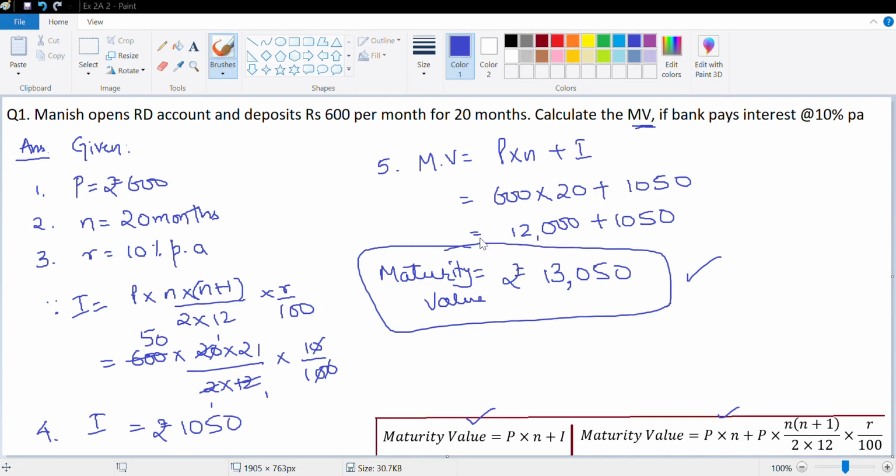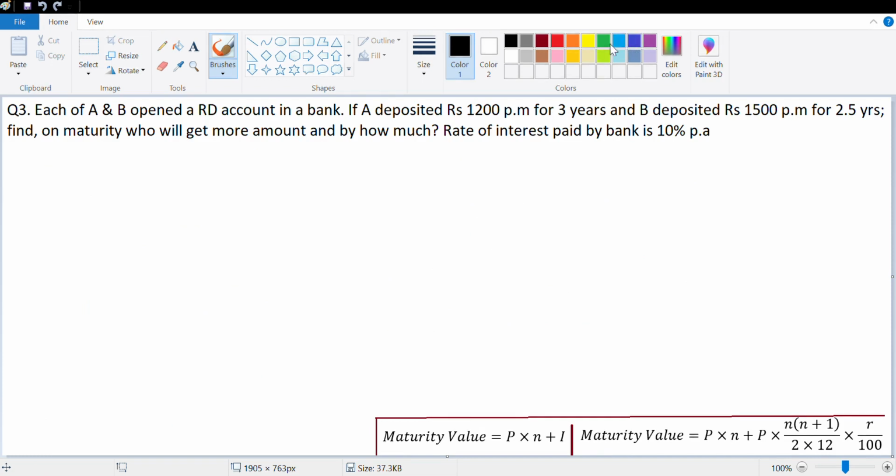The next question that we do is question number 3. It says each of A and B opened a recurring deposit account in a bank. A deposits 1200 per month for 3 years and B deposited 1500 per month for 2.5 years. Find on maturity who will get more amount and by how much. Rate of interest is 10%. So let's look at this. Let's look at A separately and B separately.